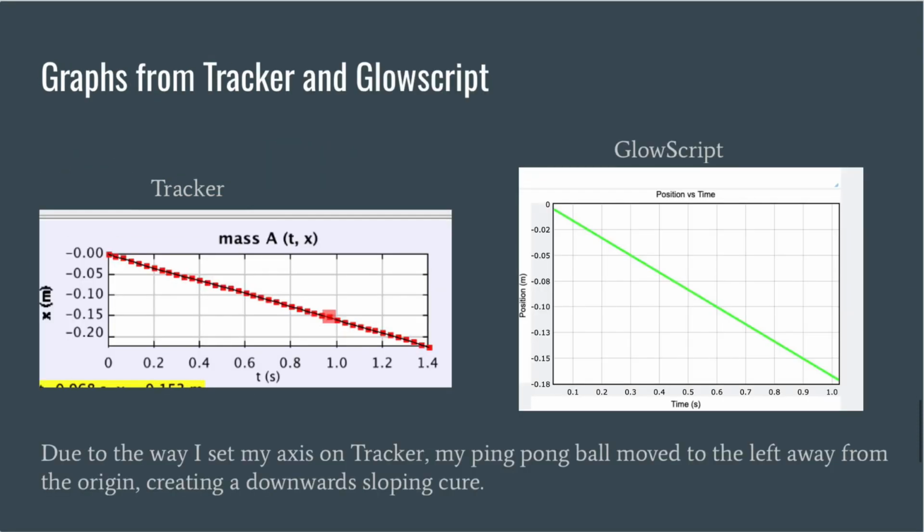Here are the position versus time graphs I got from Tracker on the left and GlowScript on the right. As you can see, the graphs are fairly similar, both showing a constant change in position versus time and a downward sloping curve. This is due to the way I set my axes on Tracker, with the ping pong ball initially moving away and to the left, which is the negative direction of the origin.